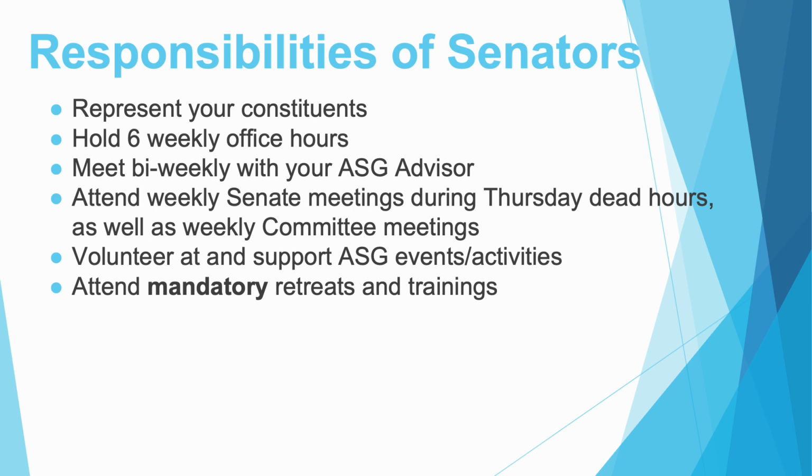So while we're here, I just want to give you a quick rundown of what your responsibilities would be. Since most of you are possibly applying for a Senate position, this is just going to be a quick overview of your responsibility as senators. So, as an ASG senator, you represent your constituents and hold 6 weekly office hours. This is just a time for you to be in the office to answer questions and work on ASG work as needed. You also meet bi-weekly with your ASG advisor and attend the weekly Senate meetings during Thursday dead hours, which is from 12 to 2, as well as any weekly committee meetings you may have. You also will volunteer at and support ASG events and activities, such as any election event we have or any of the various activities and events throughout the semester. Additionally, you will attend any mandatory retreats or training.